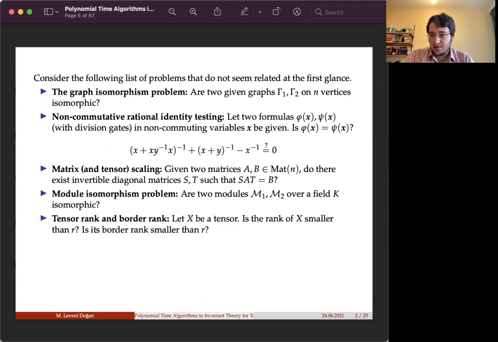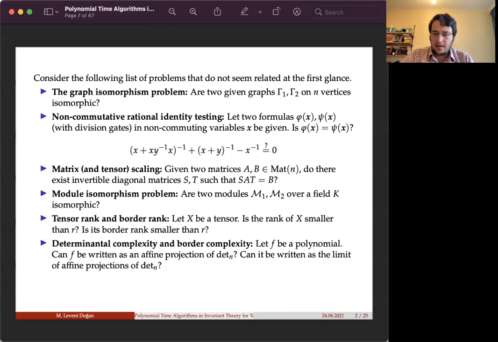The next one is the famous tensor rank and border rank problem, here stated as a decision problem. Given a tensor X, is the rank of X smaller than R? Or the approximate version, is the border rank of X smaller than R? Lastly, another related problem, the determinantal complexity of polynomials. We are given a polynomial f and ask if its determinantal complexity is smaller than R. The determinantal complexity of f is the smallest n such that f is the affine projection of the n by n determinant. There is also the approximate version. Can we write f as the limit of affine projections of the determinant?